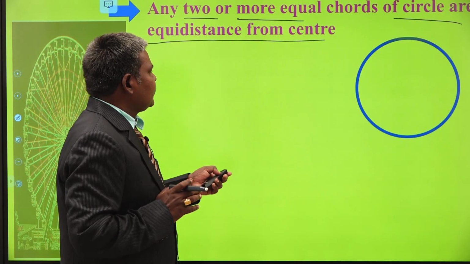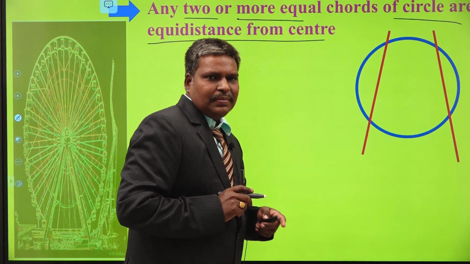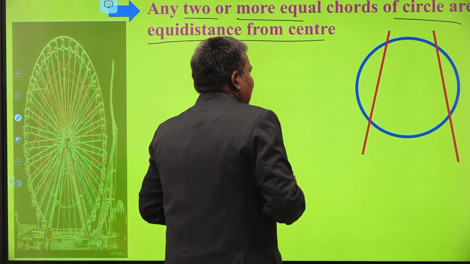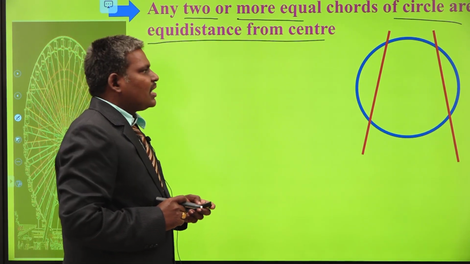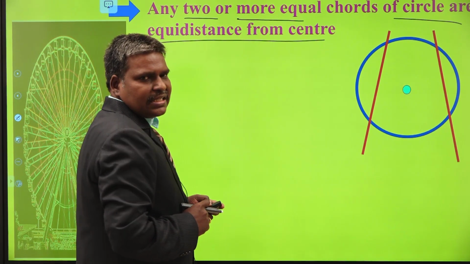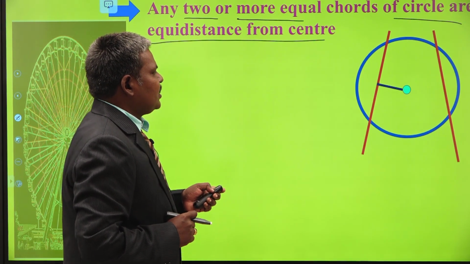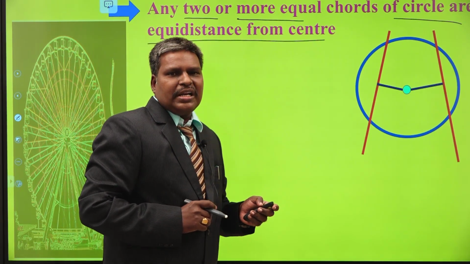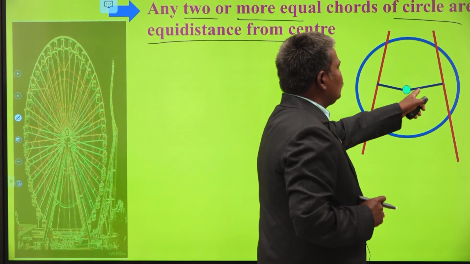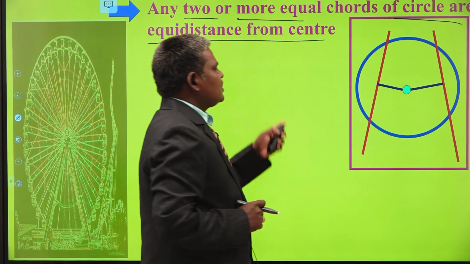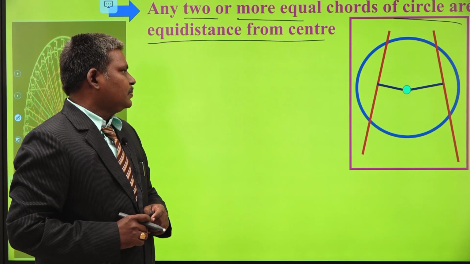Let us see. This is any circle. These are the 2 chords having equal length. Then what you are going to show is that these 2 chords are equidistant from the center of the circle. This is the center of the circle. This is one of the perpendiculars drawn from the center to the line. This is the other perpendicular drawn from the center to the other line. What you are going to show is that these 2 lengths are equal. This is the corresponding diagram. How to do this one?